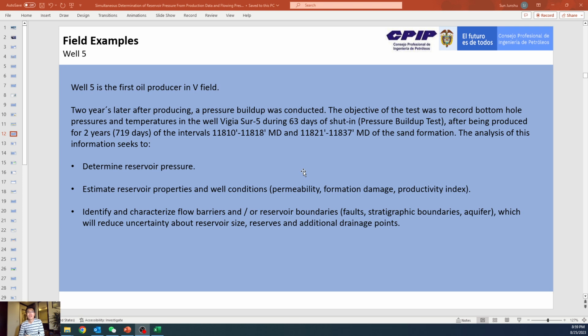The analysis of this information seeks to determine reservoir pressure, estimate reservoir properties and well conditions, like the reservoir permeability, formation damage during the production period, estimate the productivity index, identify and characterize flowing barriers and or reservoir boundaries like faults, stratigraphic boundaries, aquifers, which will reduce uncertainty about the reservoir size, reserves, and additional drainage points.